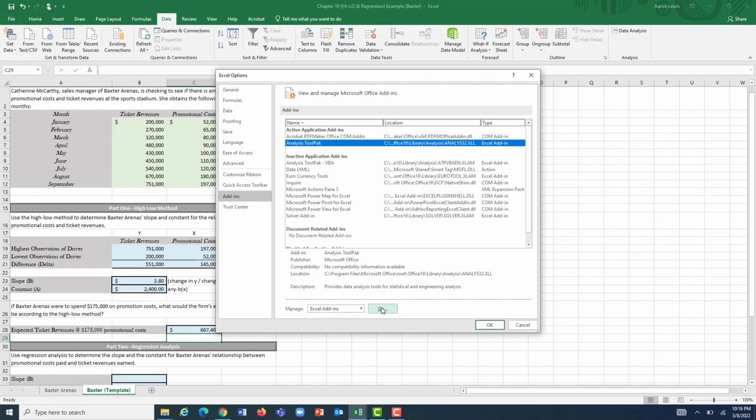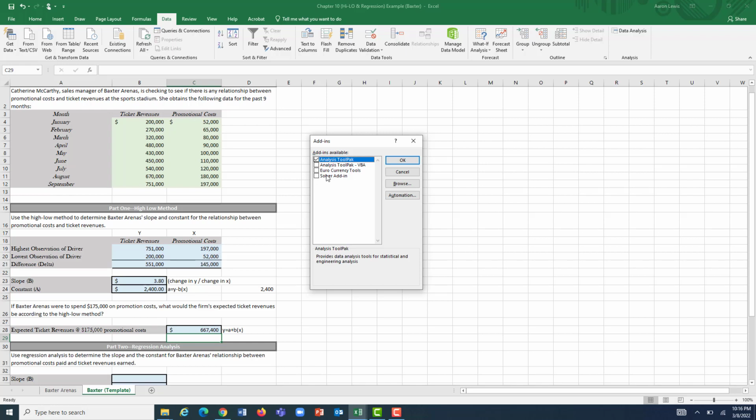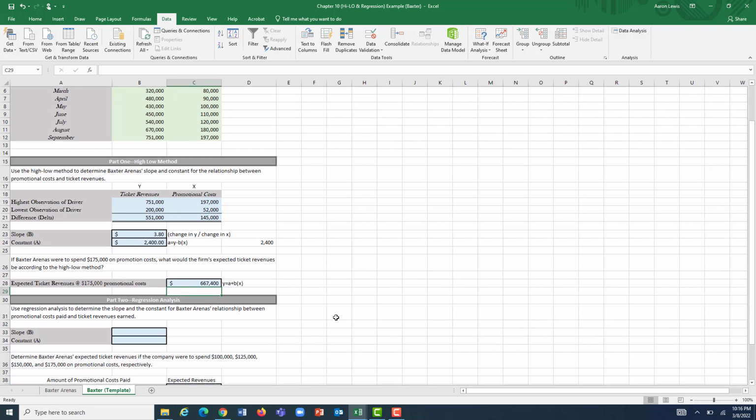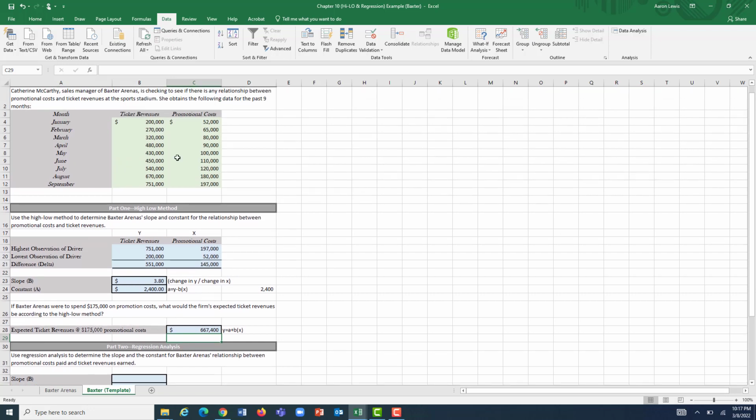Click that go. When you click that go, this list pops up. And there's a solver, there's all of this fun stuff. The one we want is just the analysis tool pack on the top, so make sure it's checked and hit OK. And if you didn't have data analysis over there on the data tab on the top, it should pop up. You should have it now. And with that, we can rock and roll. We can use that data analysis package to figure out what our slope and our constant are, taking into consideration not just the high and low month, but all 9 months.